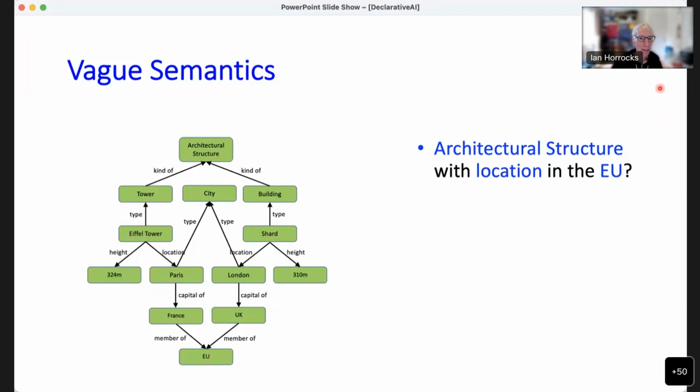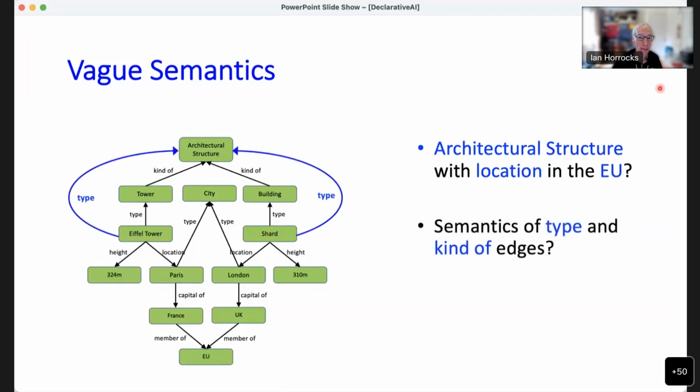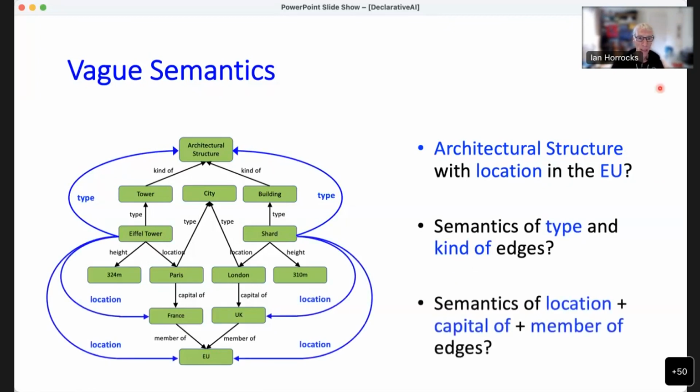It really depends on quite a lot of implied, implicit semantics, to do with the relationship between the type and kind of edges, which intuitively leads us to believe that the Eiffel Tower is a type of architectural structure, and similarly the Shard. And it also depends on some intuition about the semantics of location, capital of, and member of edges and how they interact with each other.